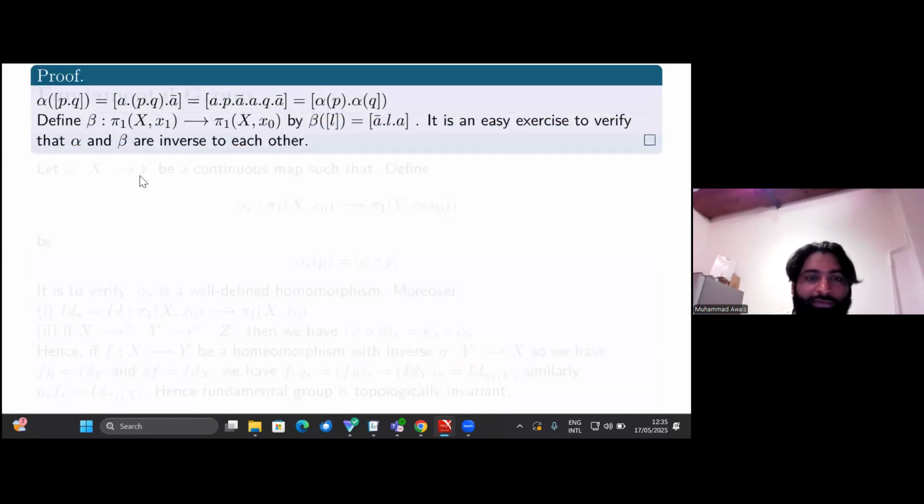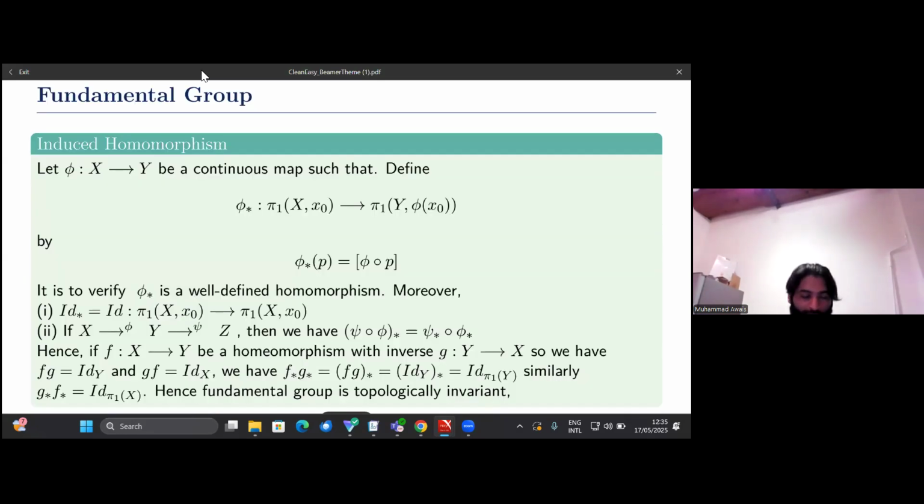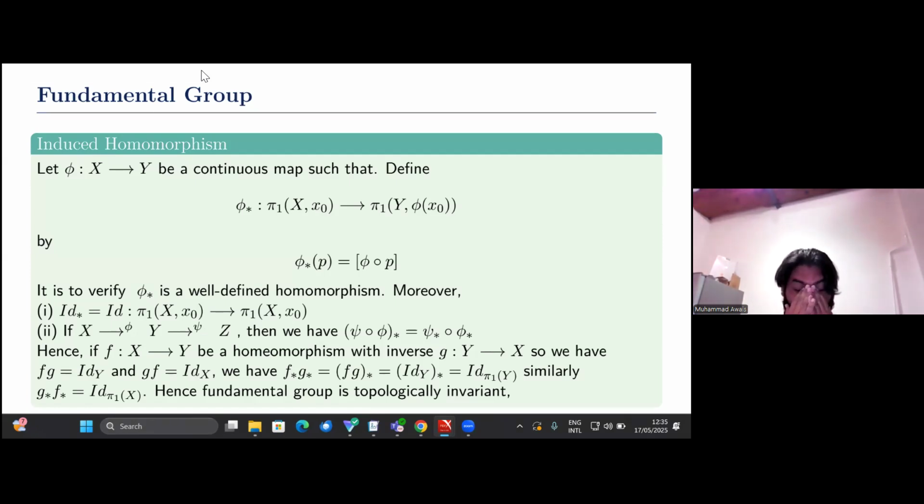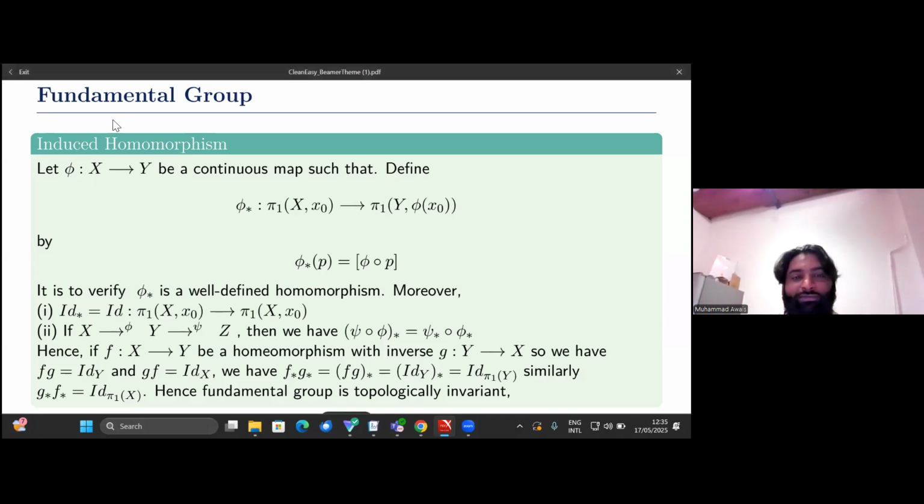Okay, so the second question, which is the most important question: is this invariant, this association which we have given to a topological space, respecting the topology? If two topological spaces are the same, should I have the groups the same? That's an important question. The answer to this question is, yes.